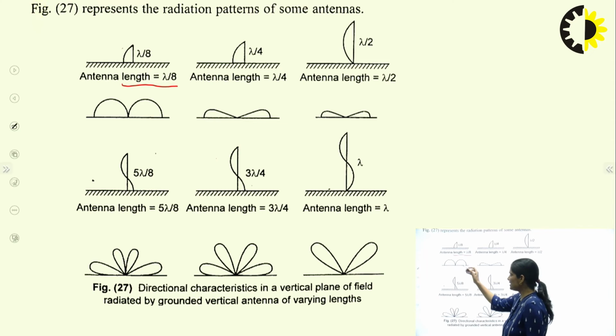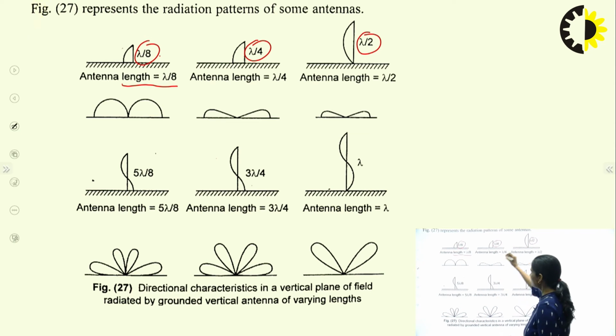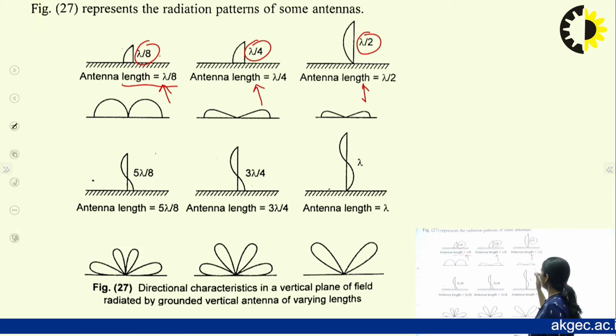And this is the antenna height: lambda by 8, lambda by 4, lambda by 2. This is the radiation pattern for this, and this is the radiation pattern for this. Okay, so this is your antenna length. This is the radiation pattern for this, this is the radiation pattern for this, this is the radiation pattern for lambda by 2.